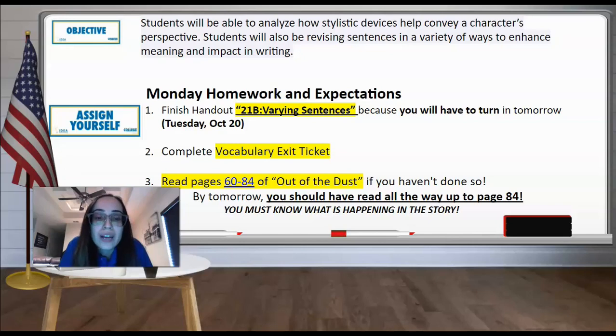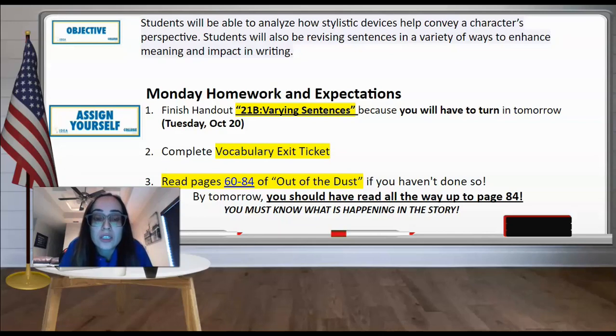Number 2, you will have a vocabulary exit ticket, since it is Monday. Usually on Mondays we go over vocabulary, so we're going to be looking at some vocabulary words, and you will have a very simple and easy exit ticket. And then, of course, your other piece of homework, which is the reading.